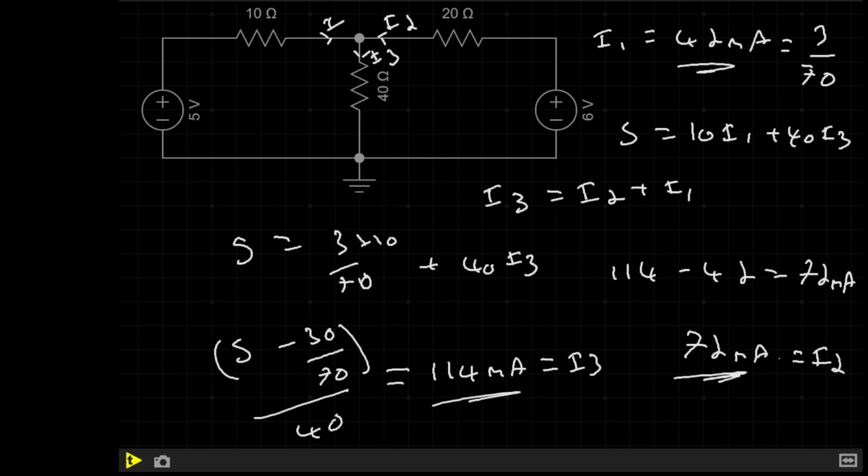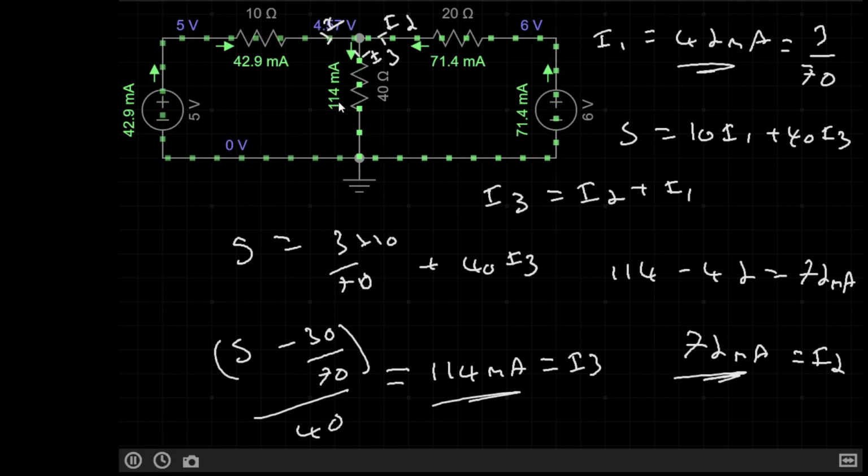Now let's try simulating the circuit and see how we did. So you can see that through this central 40 ohm resistor, the current I3 is 114 milliamps. Through this resistor over here, the current flowing I2 is 71 or roughly 72 milliamps. And the current flowing on this side is roughly 42 milliamps. Perfect. If you wanted to work out the voltage drop across any of these resistors, you could, because you already know the current and the resistance, so just use Ohm's law.